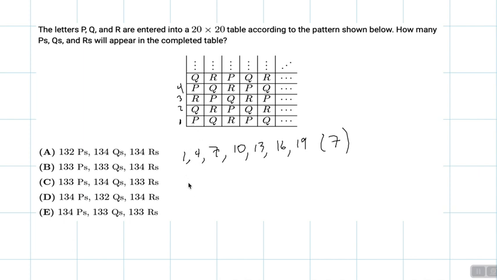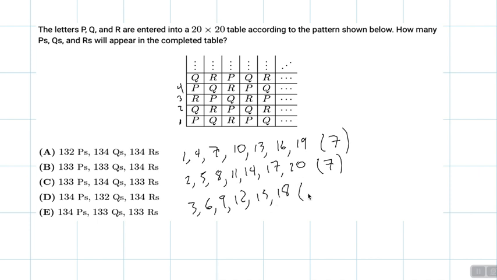So Q in this case, we have 2, 5, 8, 11, 14, 17, and 20, last spot. Again, showing up 7 times. And since this already makes its way to the last stop, I know for R, showing up in the third spot going up, it's 3, 6, 9, 12, 15, 18. It shows up 6 times.